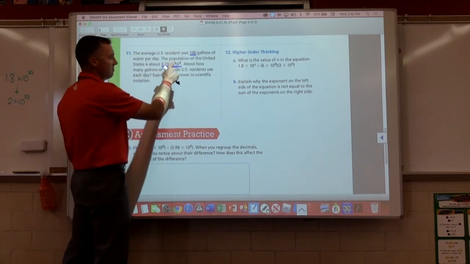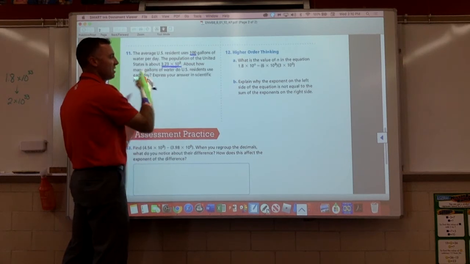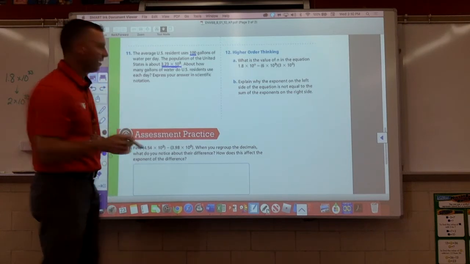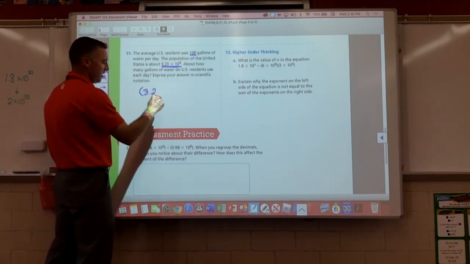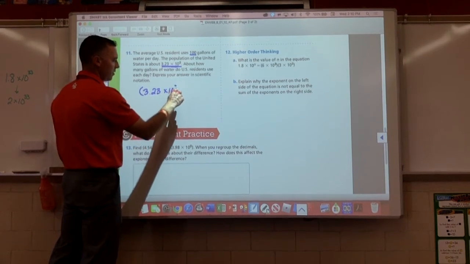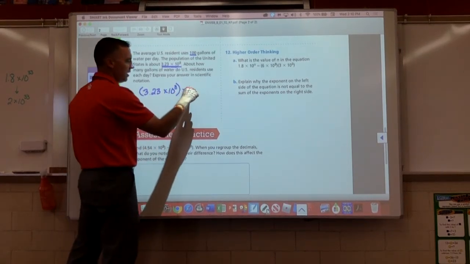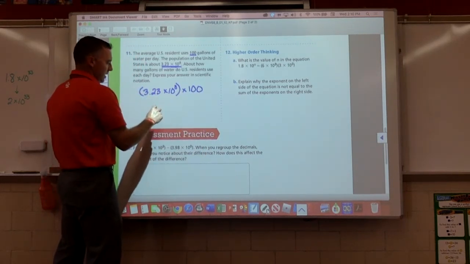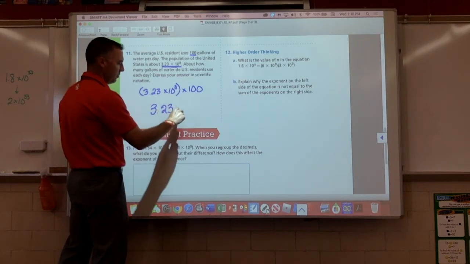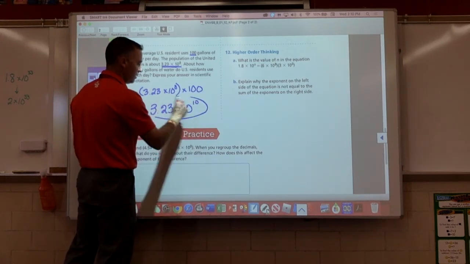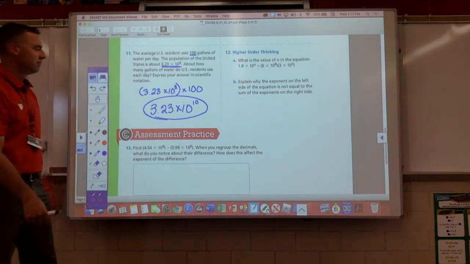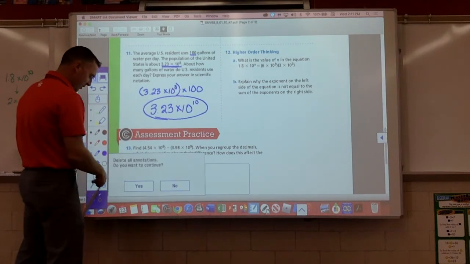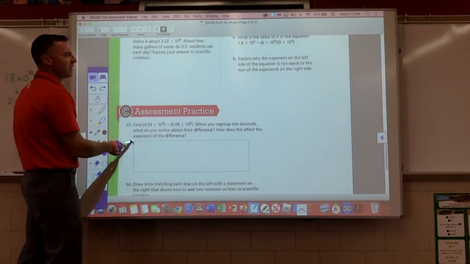Well, I could take this and add 100. Oh my. I think let's just use some multiplication. 3.23 times 10 to the 8th power, and we need to multiply that by 100. It's going to come out to be 3.23 times 10 to the 10th power. All we're doing is multiplying by 10 two more times, which just adds 2 more powers of 10. This stuff is easy. Okay, we're going to skip number 12.